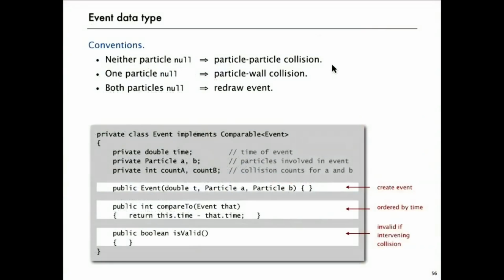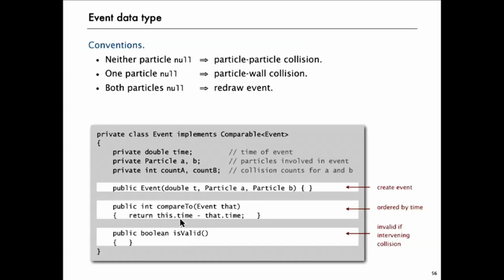We have a bunch of conventions just to reduce the code. We have this thing called an event, which says that between two particles something is going to happen at a certain time. We adopt the convention that if neither particle is null, then we're talking about two particles. If one of the particles is null, then we're talking about a vertical or horizontal wall. And if both particles are null, we just want to redraw things. That's a bit of a hack, but it cuts down a lot of code.